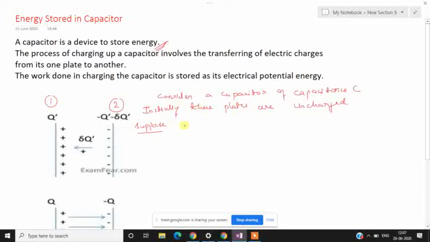Suppose the positive charge is transferred from plate 2 to plate 1 bit by bit. You are not transferring it at a time, you are transferring bit by bit. In this process, external work has to be done.